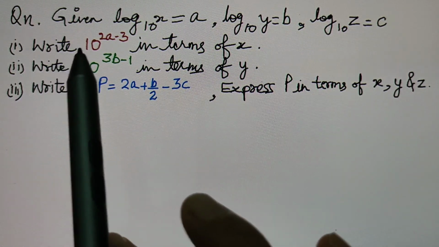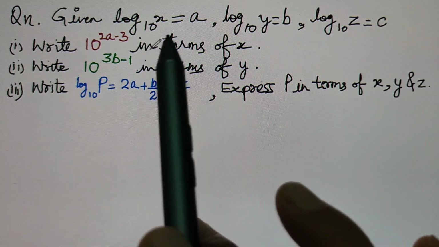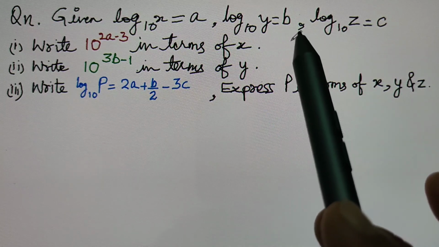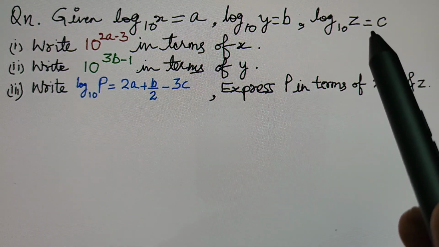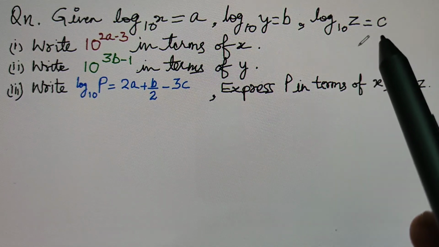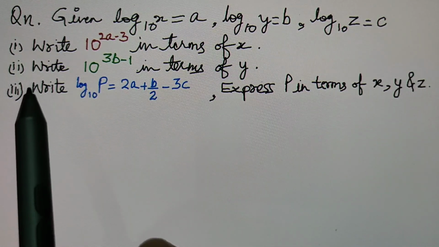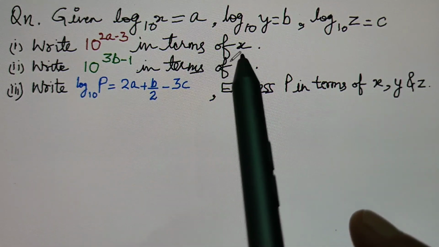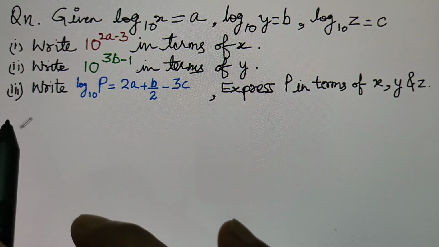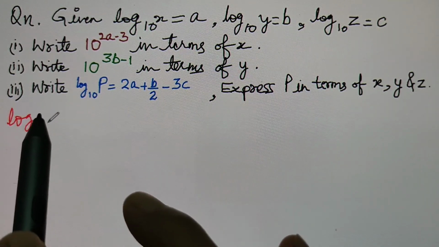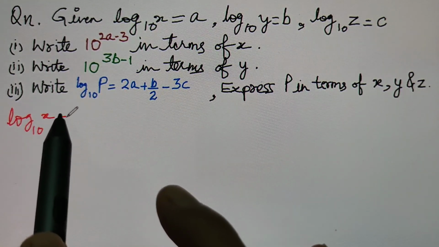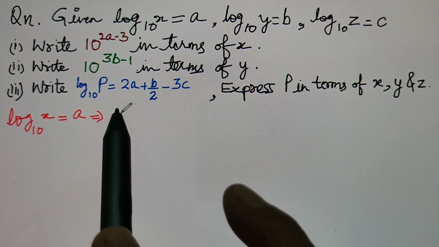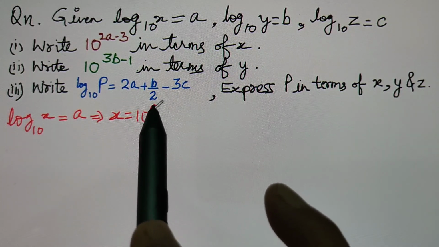Now the first question is we've been given log of x to the base 10 which is equal to a, and then log of y to the base 10 which is equal to b, and lastly we have log of z to the base 10 which is equal to c. Now the first part of the question is we have to write 10 to the power 2a minus 3 in terms of x. In the first case where we have been given log of x to the base 10 which is equal to a, this can be written as x which is equal to 10 to the power a.